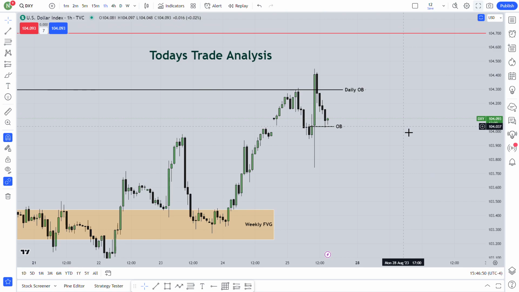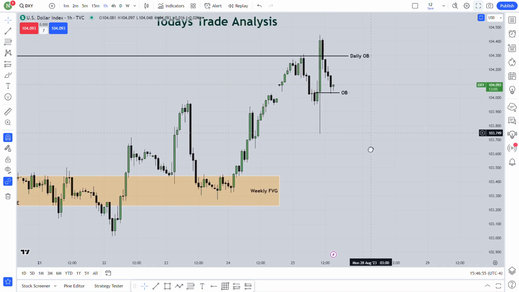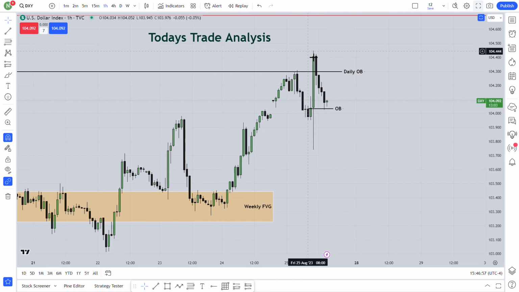Okay, come to the point. Let's start from DXY. I don't want to go into the deep details. I just want to show you this is the daily order block and price came here. I'll show you exactly where price came when I go to the lower time frame.